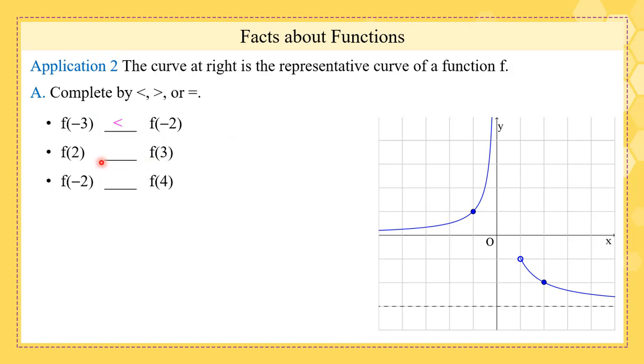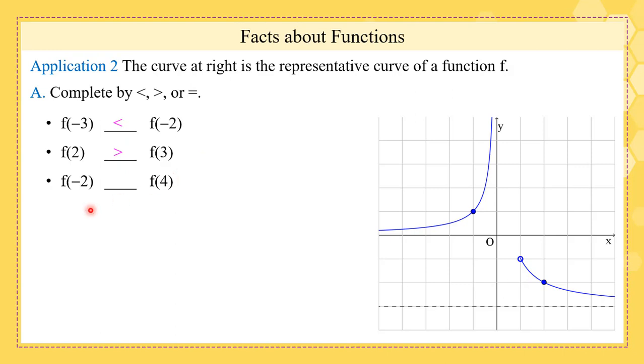Now let's continue with the second one. We need to compare f of 2 and f of 3. This is 2, this is f of 2, and this is 3. This would be f of 3. So we can see from here that f of 2 is greater than f of 3 graphically. Also algebraically, we can say that 2 is smaller than 3 and f is decreasing, so f of 2 is greater than f of 3.